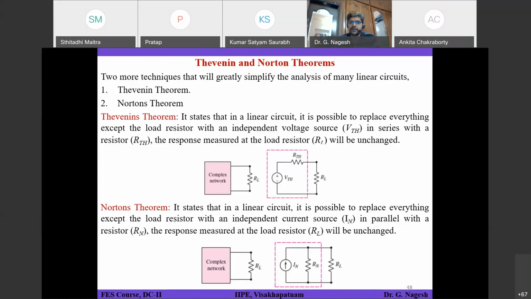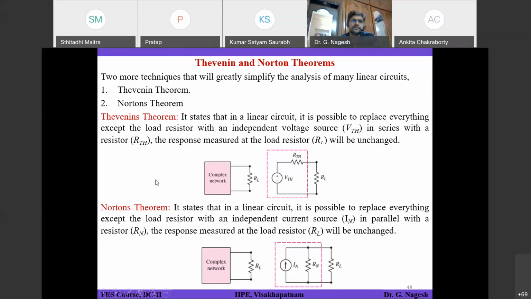That means if you are really interested in knowing what is happening in one particular element, how much current is flowing, what is the voltage across it, or how much power it is drawing, there is no need for us to see what is happening in the other part of the circuit. So in that scenario, excluding that element, we will try to reduce the remaining entire thing to a very simple circuit. Okay, so these two theorems are basically used in that kind of application.